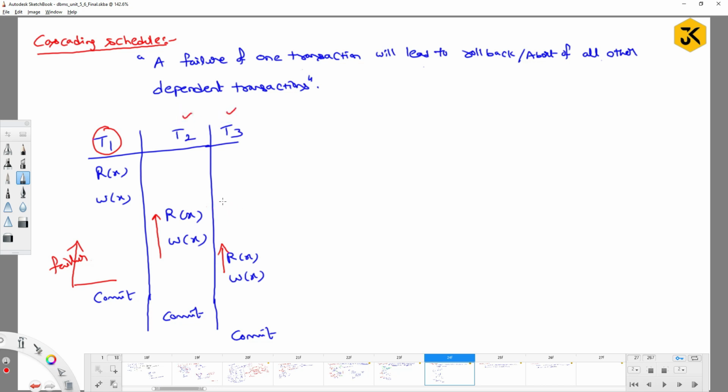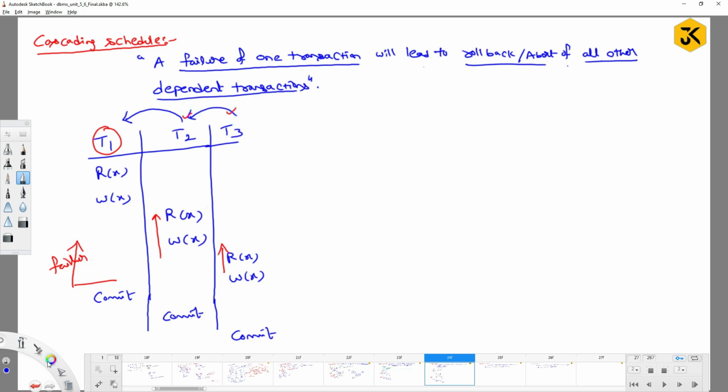Because the database has to be kept in a consistent mode. To make your database consistent, they roll back all the dependent transactions also. This is what we call a cascading schedule, right? So simply a failure of one transaction will lead to rollback or abort of all other dependent transactions. All other dependent transactions, I can call it a cascading schedule, right? If you are able to observe, T2 is dependent on T1, T3 dependent on T2, right?